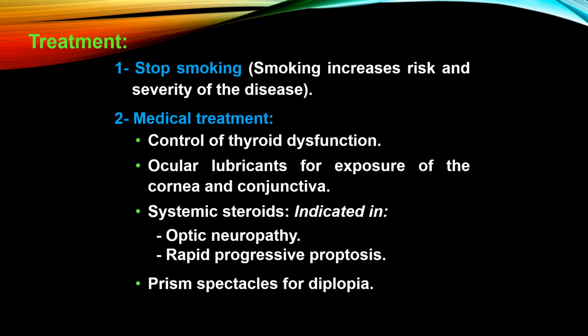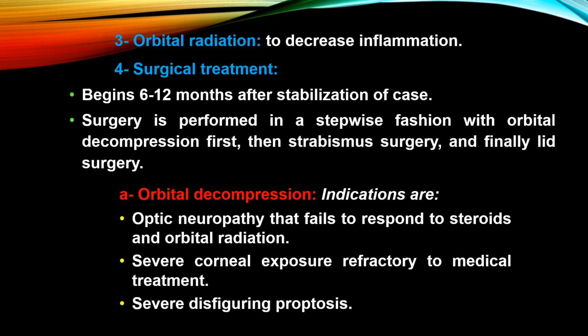Treatment of thyroid eye disease. First of all, the patient should stop smoking, as smoking increases the risk and severity of the disease. Medical treatment involves control of the thyroid dysfunction, ocular lubricants for exposure of the cornea and conjunctiva, systemic steroids. It is indicated in cases of optic neuropathy and rapid progressive proptosis, prism spectacles for diplopia. Orbital radiation can be used to decrease inflammation.